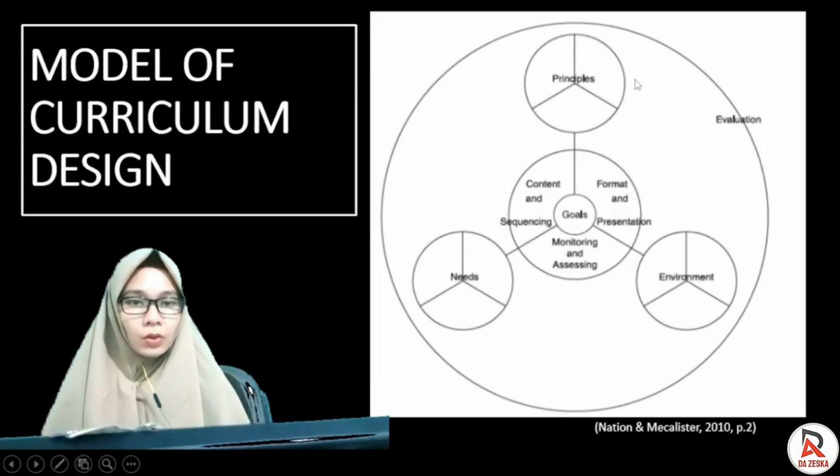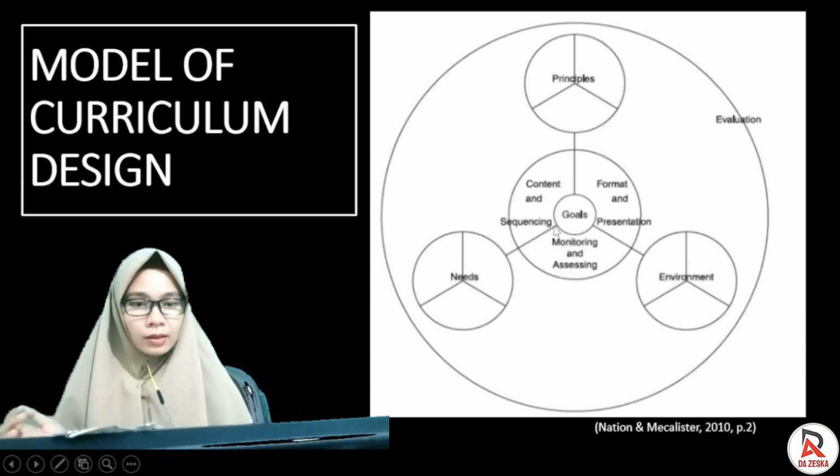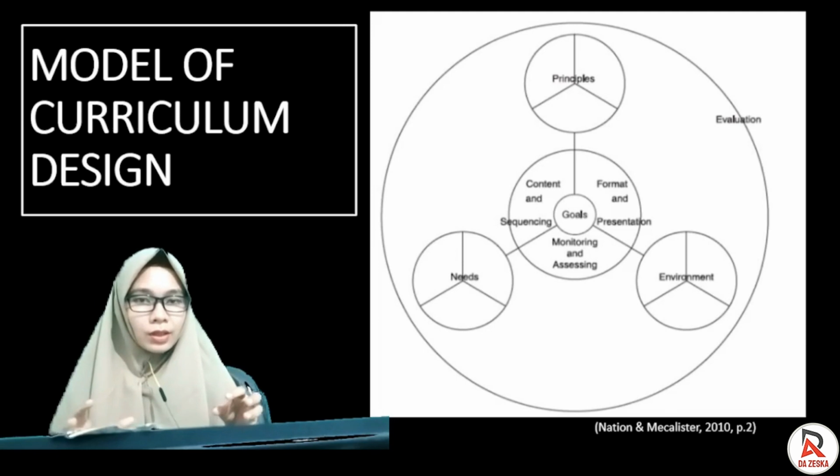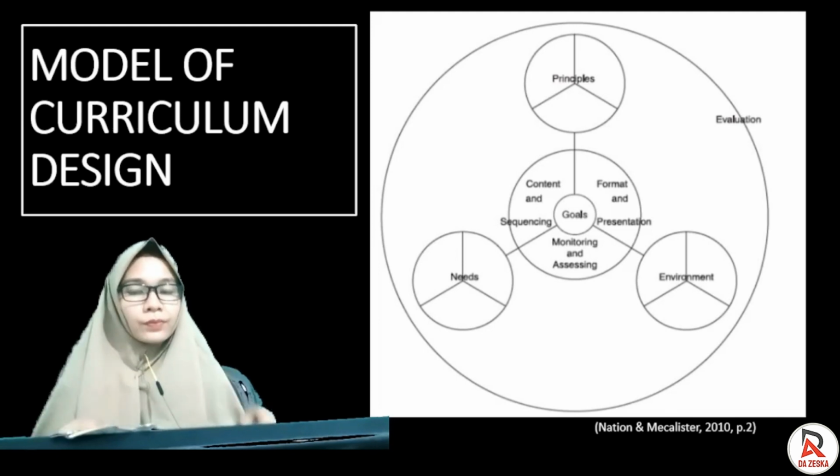So every outer circle over here, for example, the principles, is also connected with goals and the needs too, as well as the environment. So every outer circle, we may see together that they are correlated with each other.